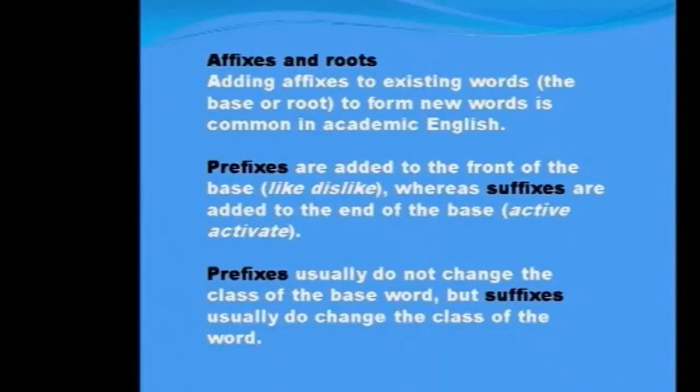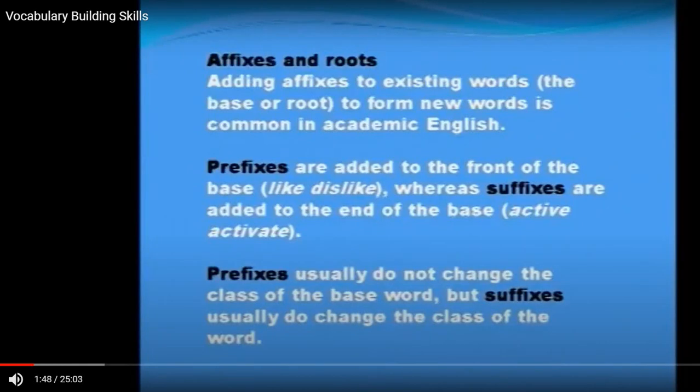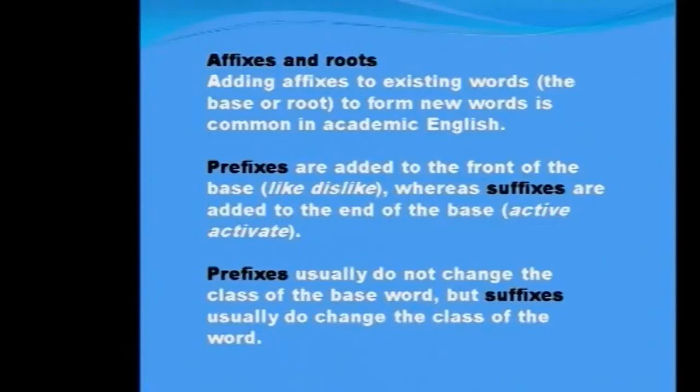Adding affixes to existing words, the base or root, to form new words is common in academic English. That is, we take the main word and we add either a prefix or a suffix. So prefixes are added to the front of the word, like dislike: you have dis and you add it to like, so it becomes dislike. Suffixes are added to the end of the base, like you have the word active, it becomes activate. Prefixes usually will not change the meaning, but suffixes usually change the class of the word.